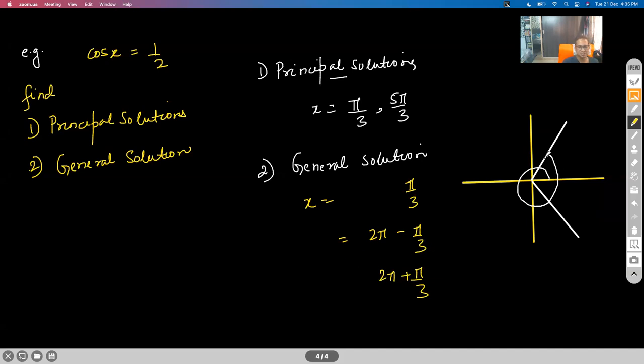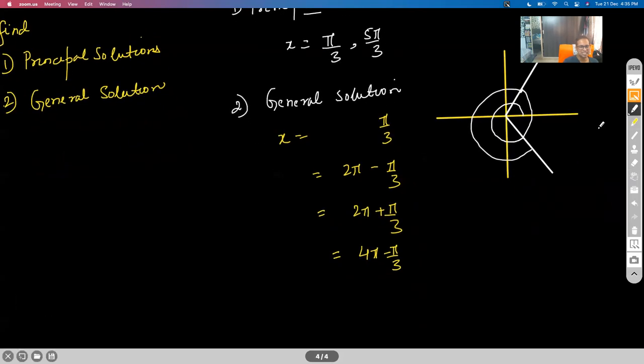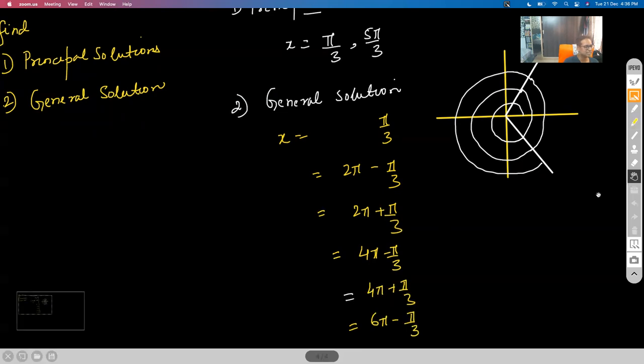What is the next one? Next one is back to this position, which is 4 pi minus pi by 3. Absolutely right. Next one is this position. What is that? 4 pi plus pi by 3. Correct. Next will be which position? Again, coming back to this position. Which angle? 6 pi minus pi by 3. Correct?